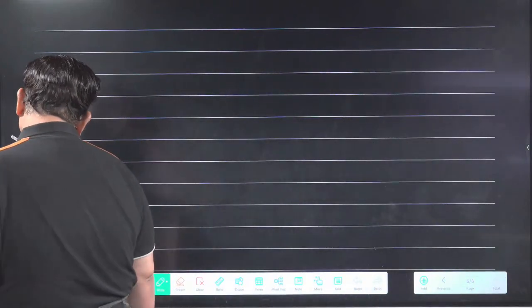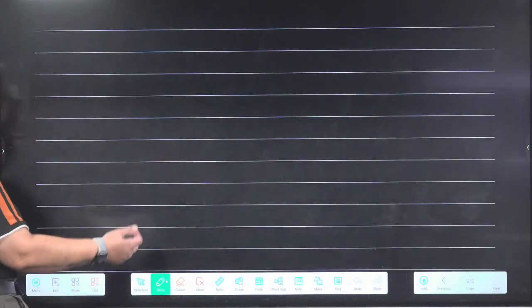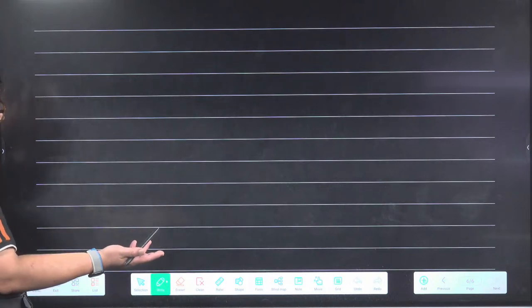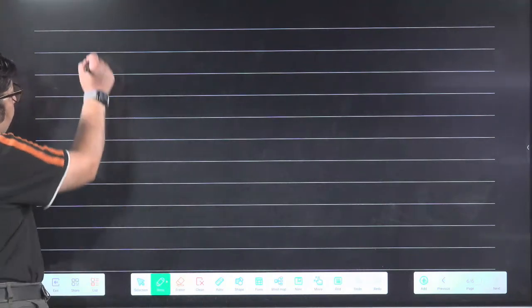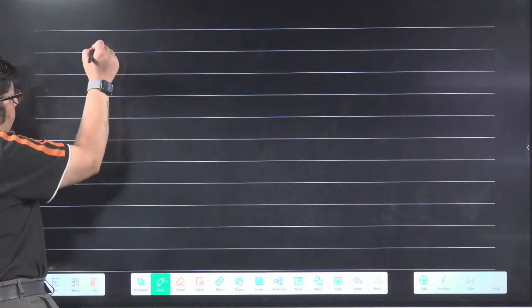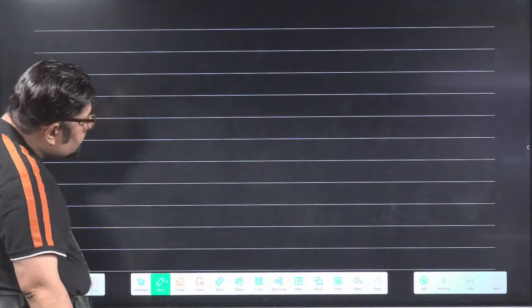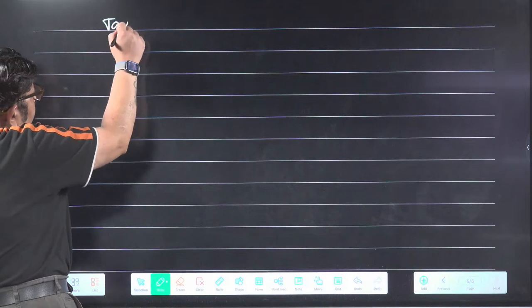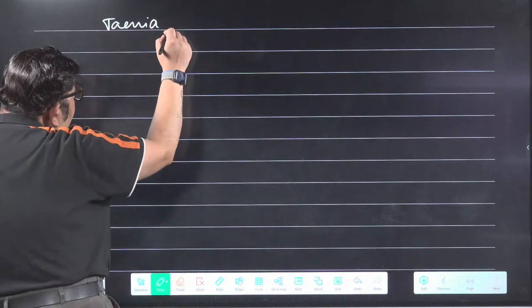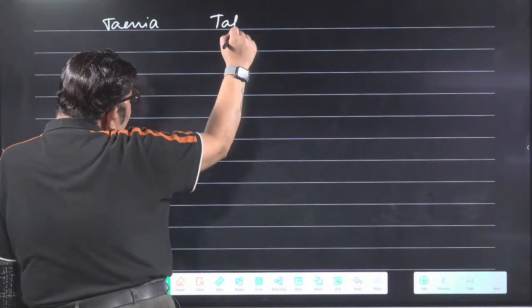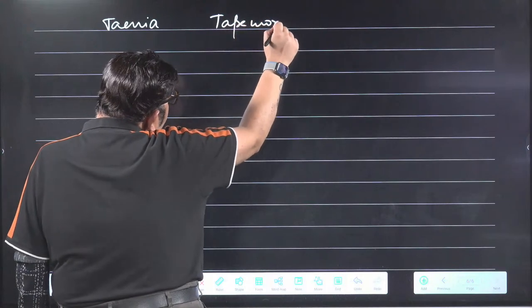Examples, already we have given an example of trematoda, a trematoda parasite called Fasciola hepatica. Taenia is actually a tapeworm. One more example, you can just give Taenia, different types of Taenia. This is a tapeworm.